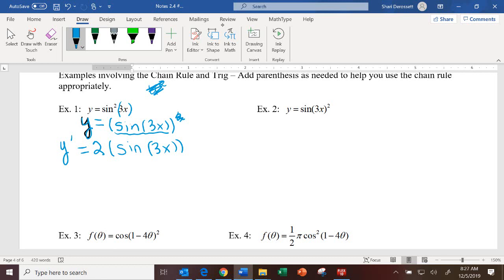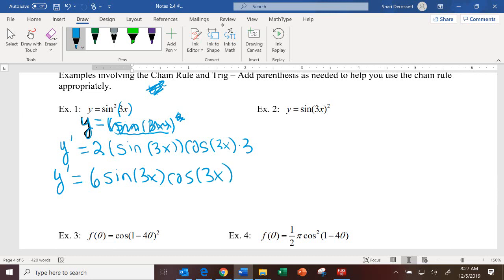So what's the derivative of sine u? Cosine u. Don't change the u. And now times the derivative of that inside part right there. And what's that going to be? 3. And now I know I'm finished because I've done the derivative of sine, I've done the derivative of 3x, so we are now finished with the problem. So y prime is going to be 6 sine 3x cosine of 3x.